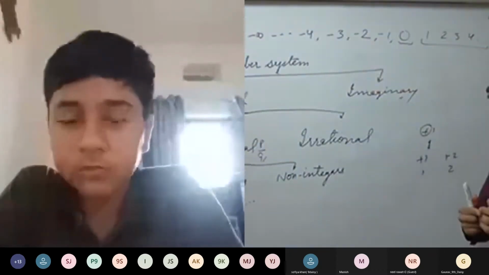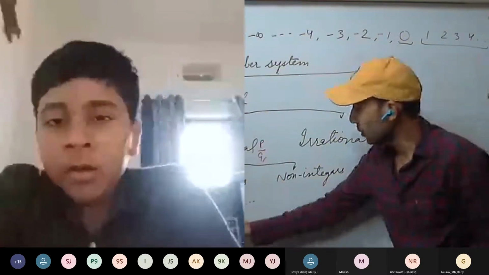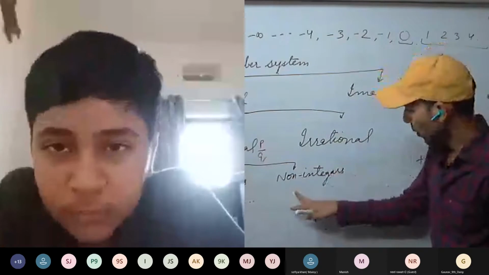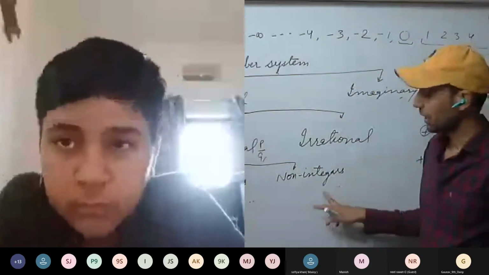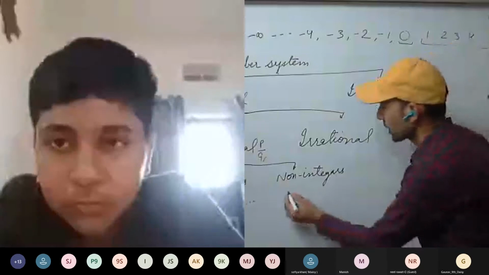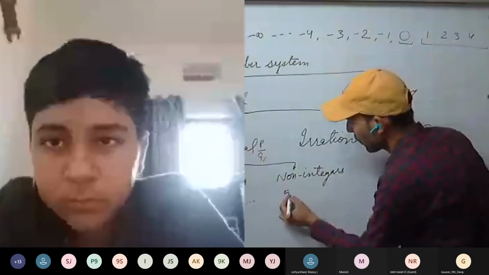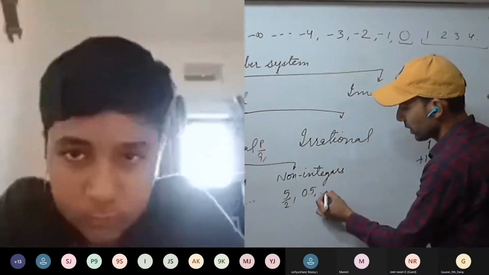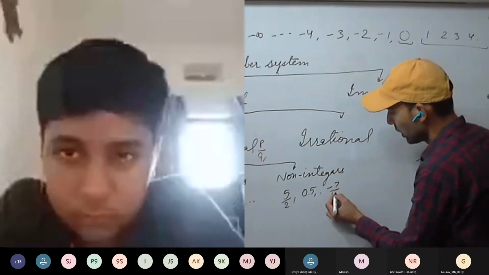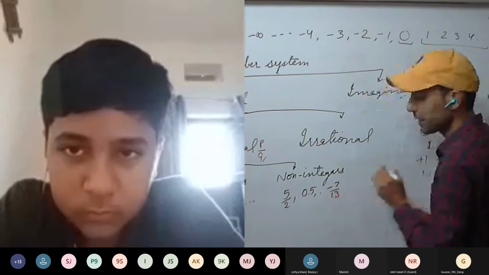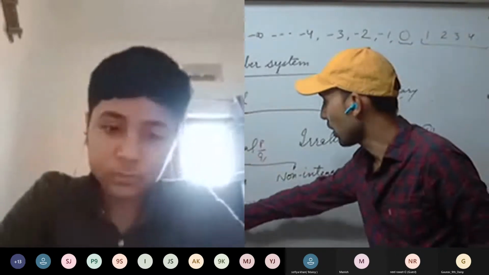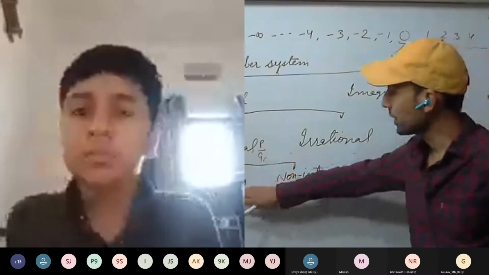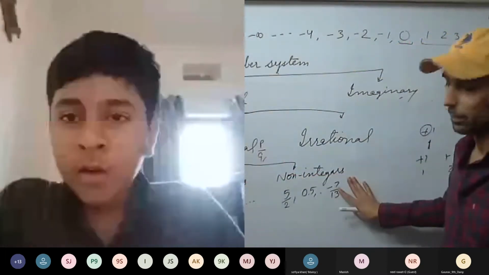These are integers. Now all the fraction values between any two integers are called non-integers. For example, 5 by 2 is a non-integer, or 0.5 is a non-integer, minus 7 upon 13 is a non-integer. These we cannot write in the form of integers. They are called non-integers. So we have again divided rational numbers as integers and non-integers.